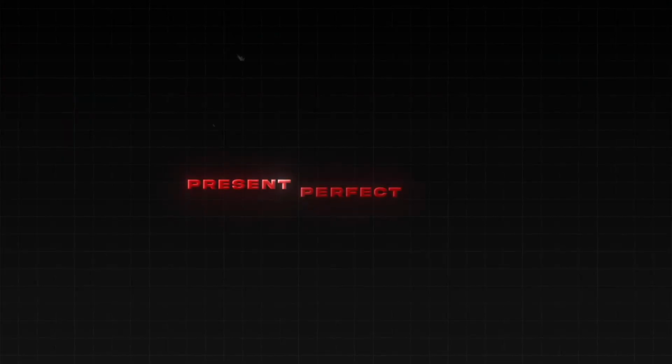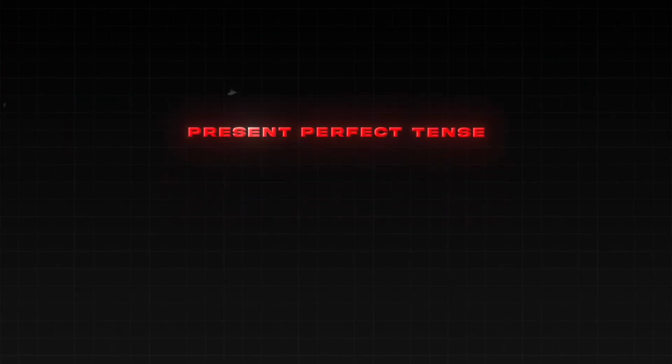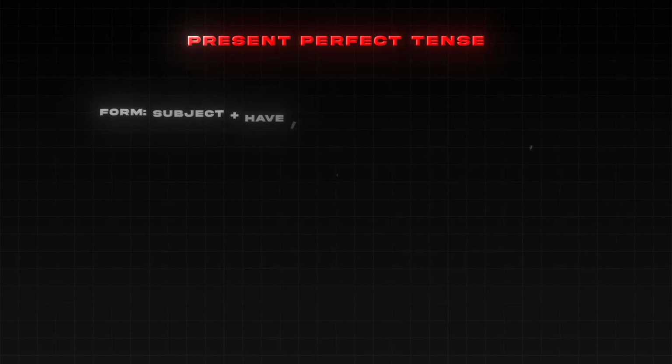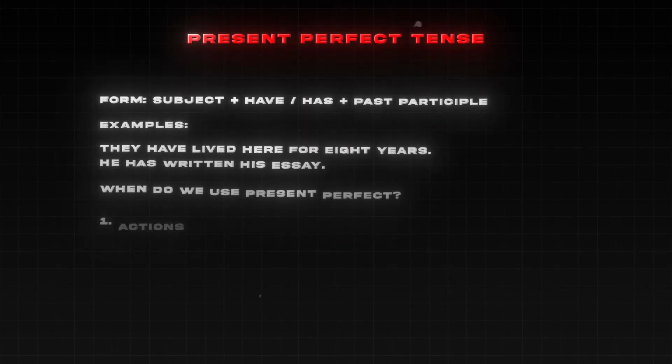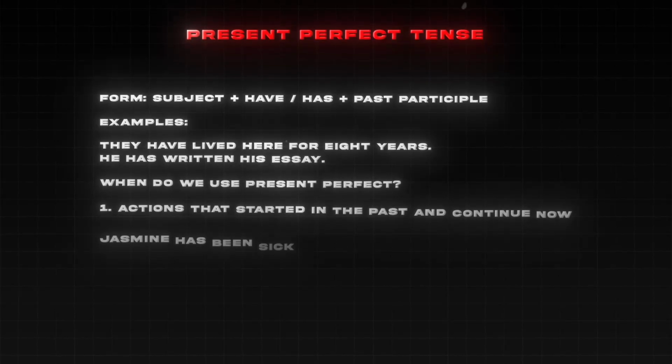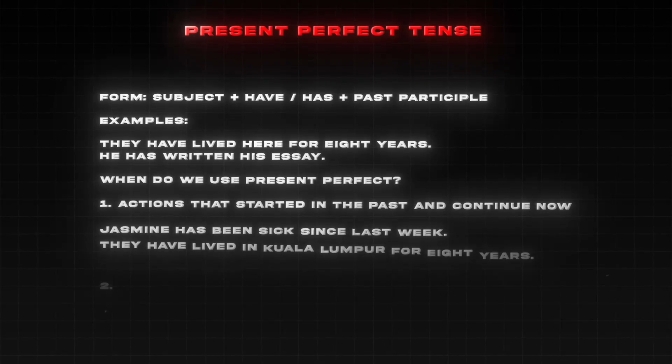Now let's move to the present perfect tense. Form: subject plus have or has plus past participle. Examples: they have lived here for 8 years. He has written his essay. When do we use present perfect?